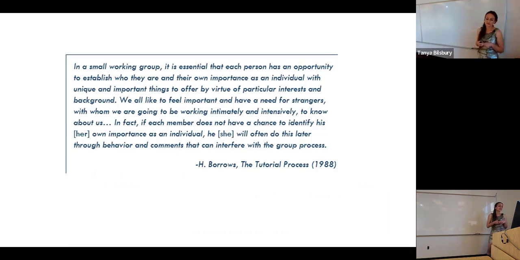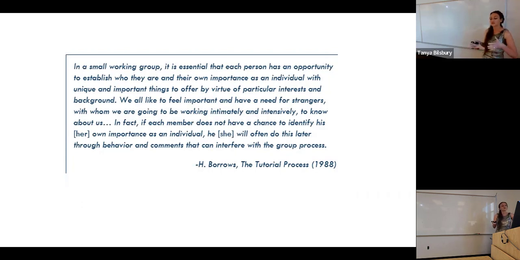He wrote, in a small working group, it's essential that each person has an opportunity to establish who they are and their own importance as an individual with unique and important things to offer by virtue of particular interests and backgrounds. We like to feel important. We have a need for strangers with whom we're going to be working intimately and intensively to know about us.